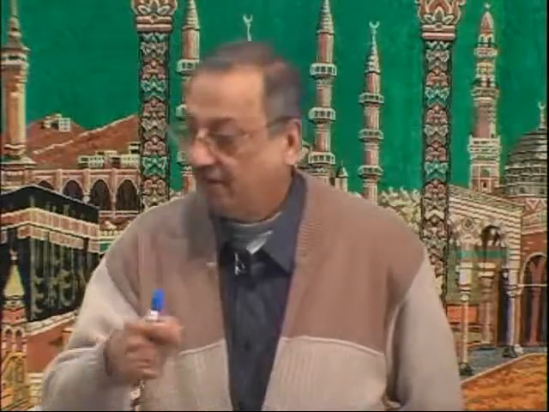For example, here is a beautiful sentence. We did it in book 2. Ana akbaru minka. I am older than you, brother. If you stop here, then I am wondering. So it is ambiguous. Now we have to bring tamyiz to clarify. So, ana akbaru minka sinnan. See, mansub, sinnan. What is sinnan? Tamyizun mansubun.